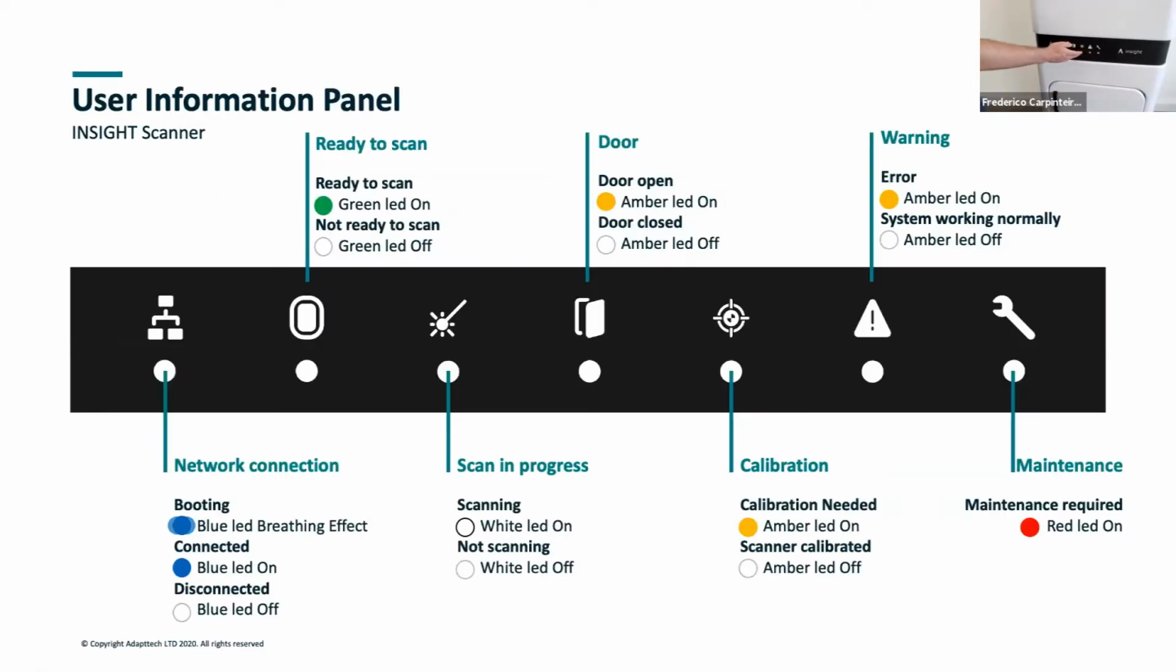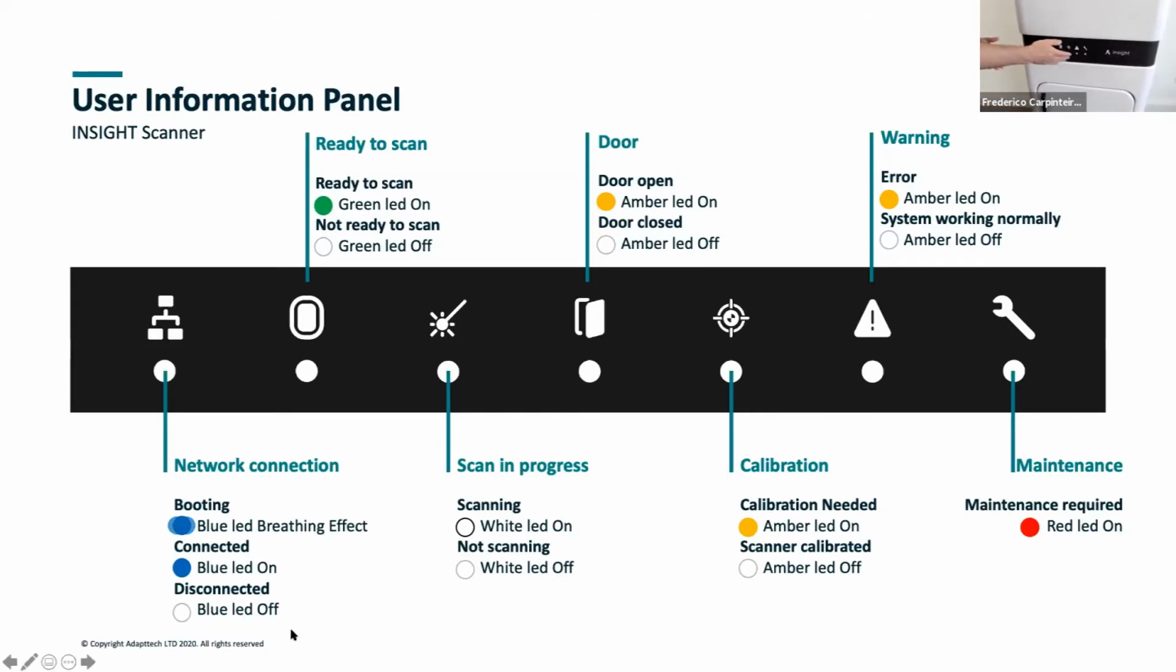The final three LEDs are mostly warnings. So the first one is the need for calibration. If the amber LED is on, it means that the system needs to be calibrated and you need to run it through the calibration procedure.